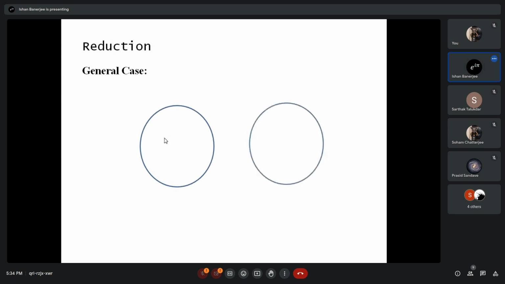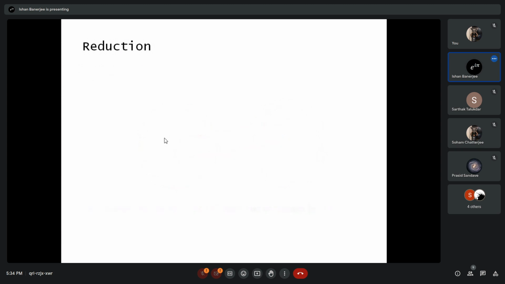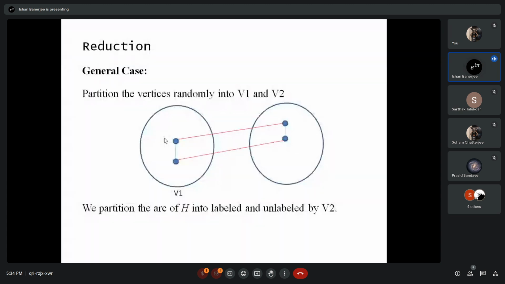Suppose we have two partitions of the vertices. So we will partition the vertices of the graph into V1 and V2, and then we will label them in a very specific way. How can we label them? If we have the V1 over here, and any two consecutive vertices in V1 which are a part of the Hamiltonian cycle, like you can see that this is a Hamiltonian cycle, we will consider them as unlabeled by V2. And all other arcs we will consider to be labeled. So as we can see, this green thing is unlabeled.